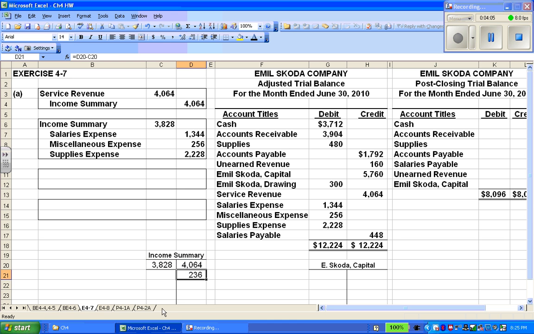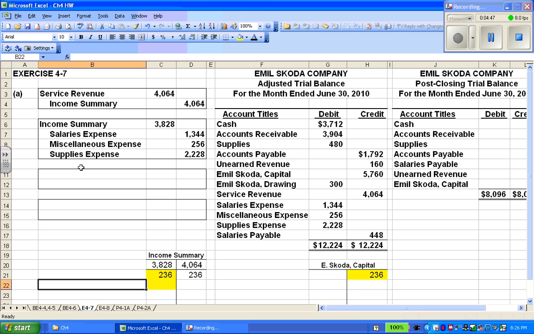Anyway, I get a difference of 236, and since it's a credit balance, that means it's net income. So in order to close this out, I want to debit this for 236. Maybe I can do this in a different color. I'll highlight it. So here I'm going to make my entry. I'll debit this for 236, and the account that I'm going to credit will be my capital account. So here's the T account for that, and I'm going to put the 236 in here, just so you see that that's where that entry is coming from.